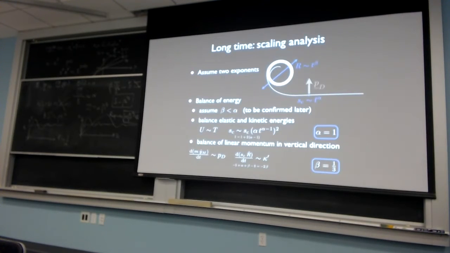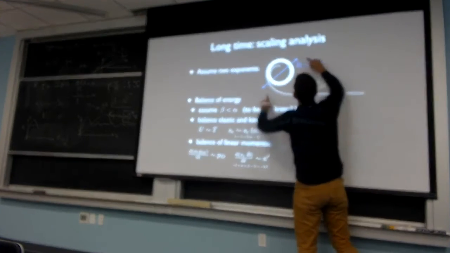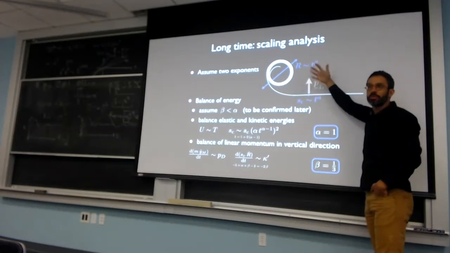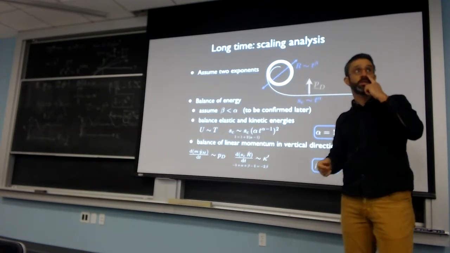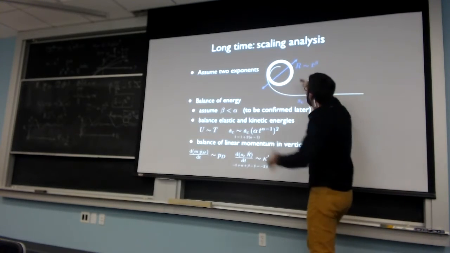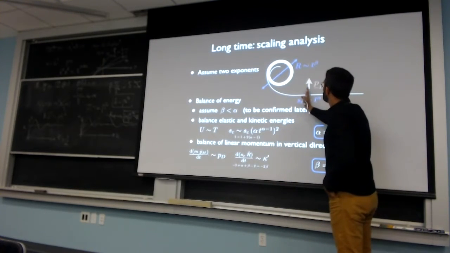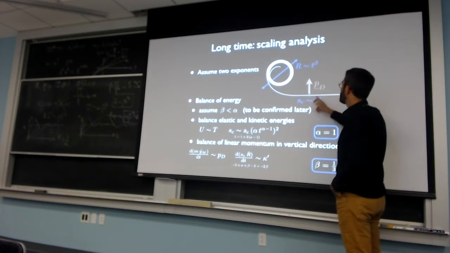What's happening there? So you could do a scaling analysis. You can assume that the radius here is some power of the time. Again, we are doing a long time asymptotics. We're trying to understand the scaling laws before we do something more quantitative. So we are assuming two things: that the typical radius here will be t to the power beta, and that the position of the liftoff point will be t to the power alpha.